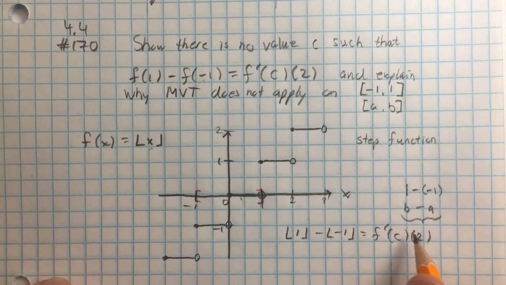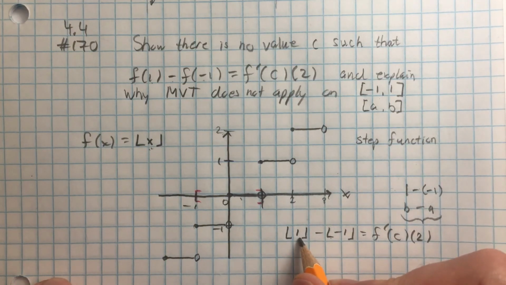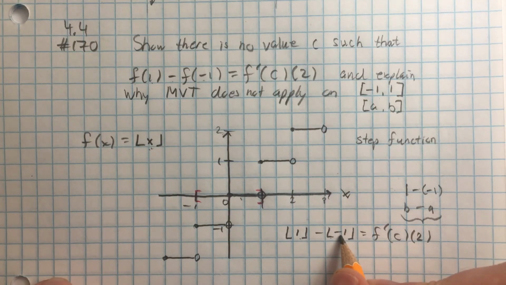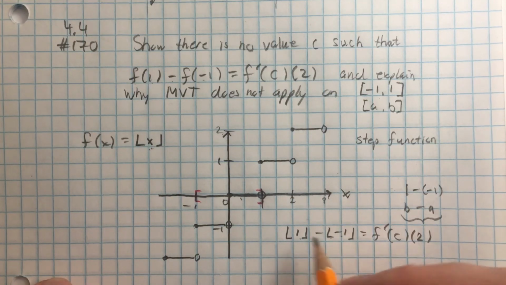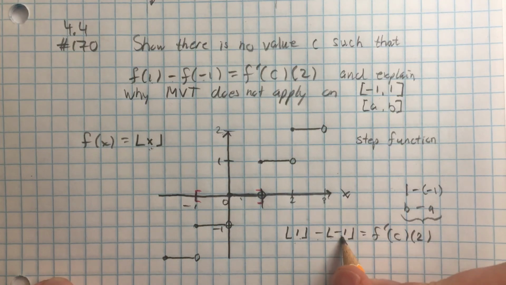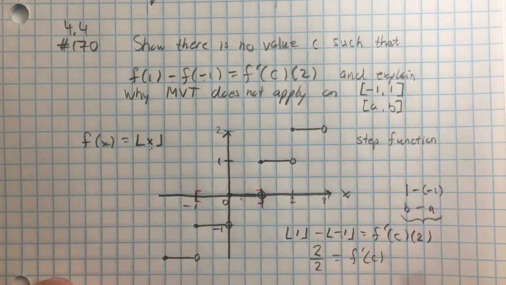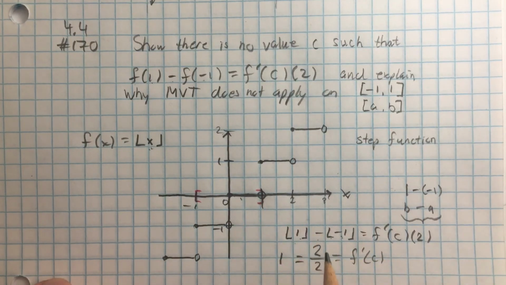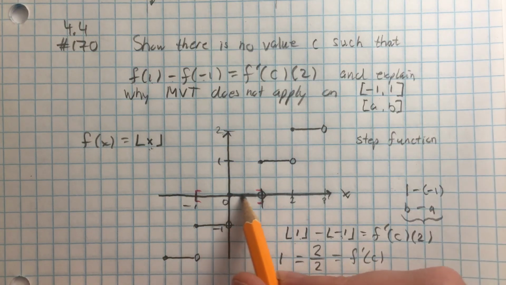Okay? So if I calculate this and divide off by 2, the floor of 1 is, of course, 1, and the floor of negative 1 is also itself, negative 1. Anytime you put an integer in the floor function, you get the same integer back out again. So we get 1 minus negative 1 is 2. And if we divide off by 2, I have 2 over 2 should equal f prime of c. So therefore, the derivative, according to the mean value theorem, if it applied, would be showing us that there's a slope of 1 for some value along here.